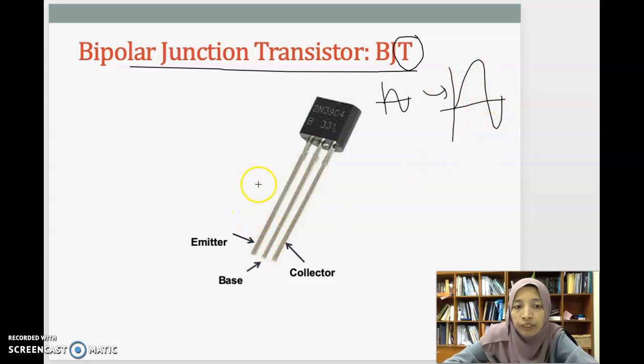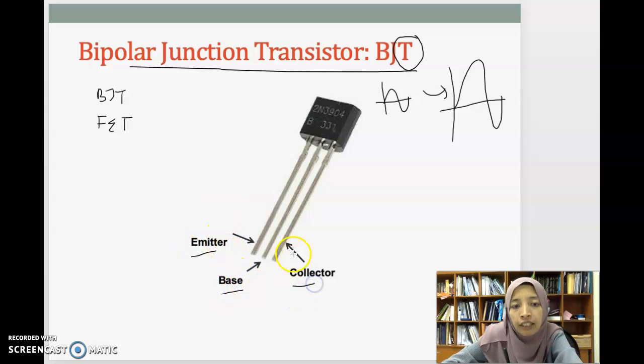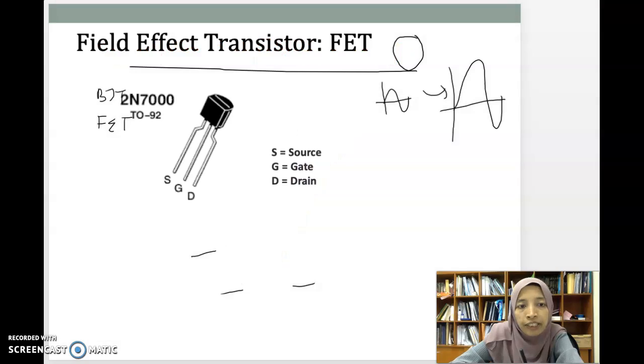So there are two types of transistor. One is what we call BJT, another one what we call FET. There are main differences between these two. You will learn further inside electronics. For BJT, you have 3 pins here: emitter, base, collector. And for your FET here, we have what we call source, gate and drain.